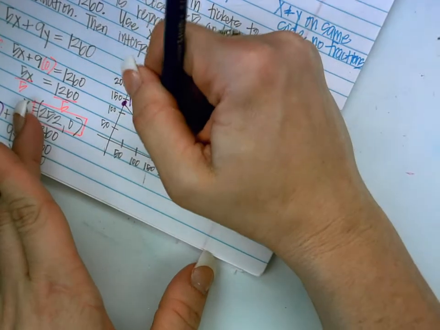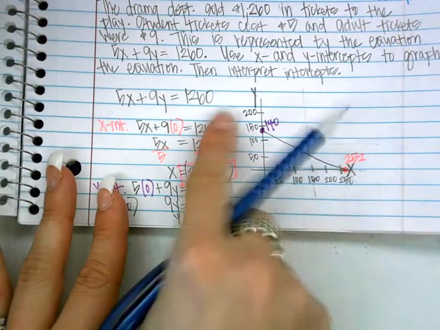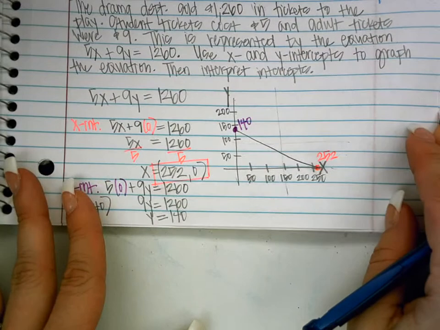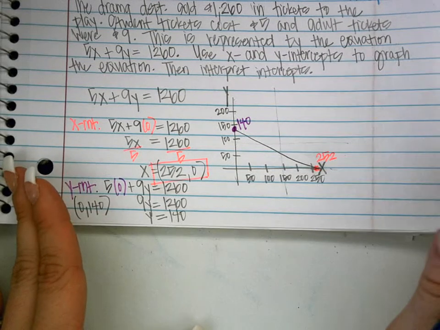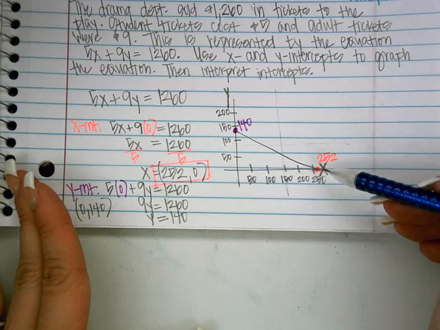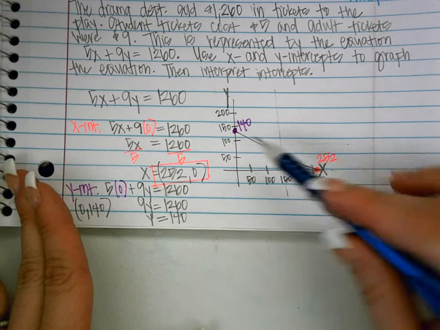Would your line continue to go past here? Like, should I make it into the negative? No. Why would it not make any sense to be negative? Because we're talking about tickets. Can you sell a negative number of tickets? No. Okay. So it only goes from here to here.